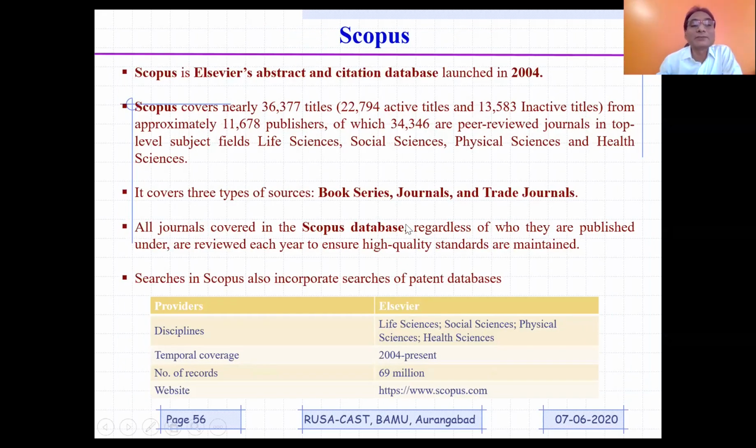And then I told you in the last lecture what Scopus is, because you need to understand what Scopus is as well. Scopus is an Elsevier abstract and citation database which was launched in 2004. Basically it covers many books, journals, and trade journals as well. As far as Scopus is concerned, it covers various journals, conference proceedings, book series, and trade journals. This is what you need to remember.